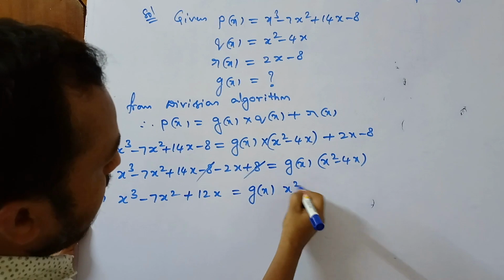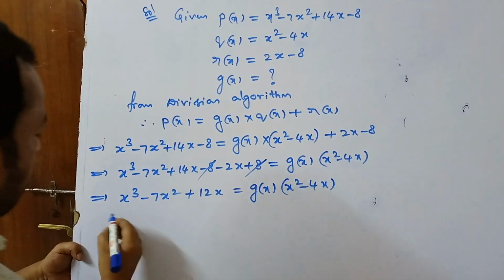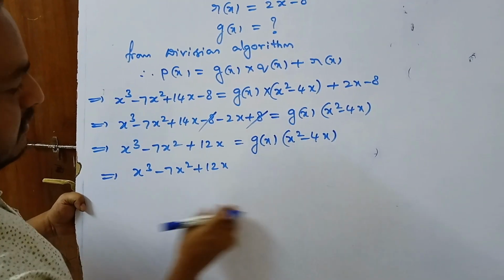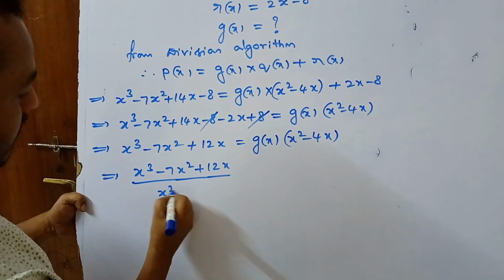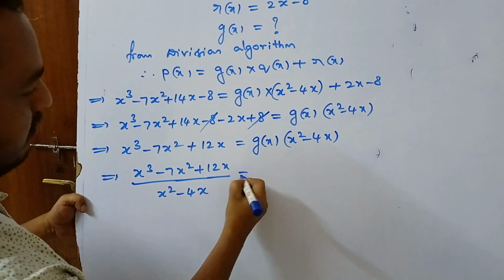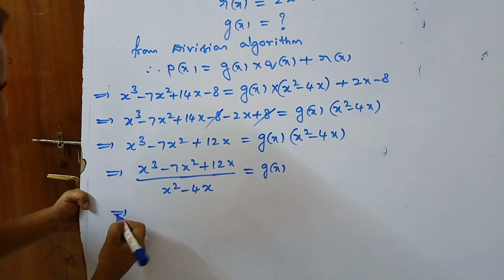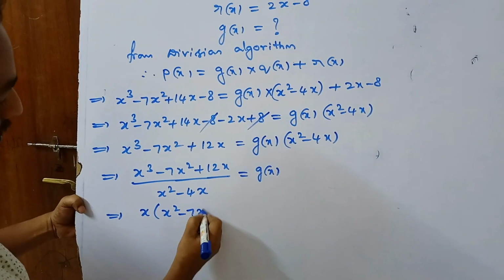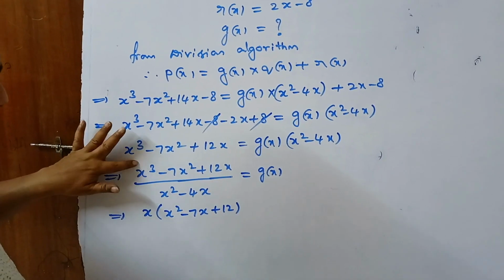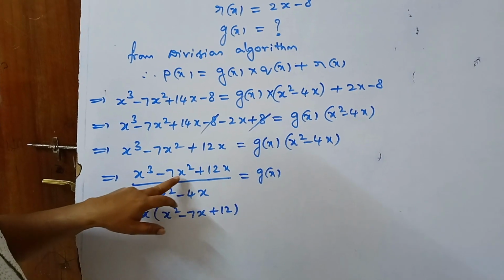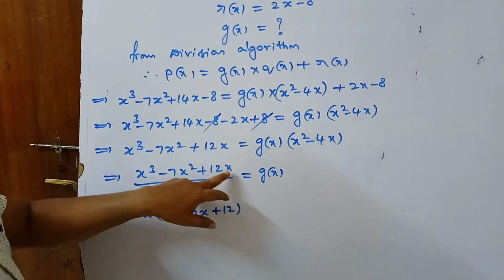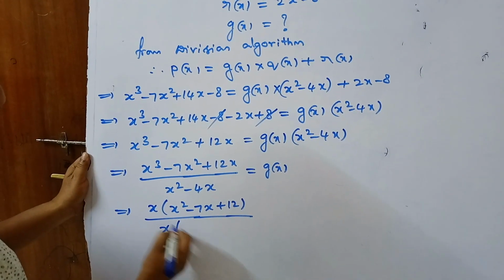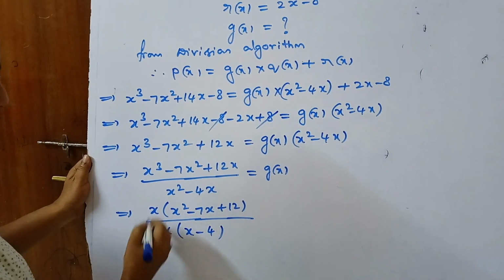Equals g of x into x square minus 4x. x cube minus 7x square plus 12x, divided by x square minus 4x, equals g of x. Now from the numerator we can take x common: x square minus 7x plus 12. From the denominator also we can take x common: x minus 4. x cancels.